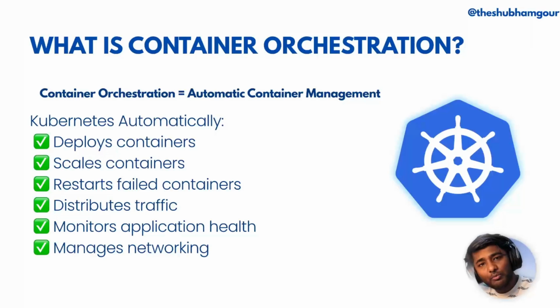So what can Kubernetes do? Kubernetes can deploy the containers automatically. Kubernetes can scale the application automatically. It can restart the failed containers automatically. It can distribute the traffic automatically. It can monitor the application health automatically.